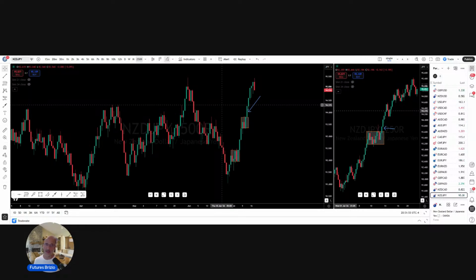And honestly, that's becoming my favorite setup, using these little consolidation boxes. You can see I went through all the pairs. They don't come along really often. But the nice thing is they appear at the top and bottom of trends. So at reversal points, they can appear. And they also very commonly appear during pullbacks and market pauses.